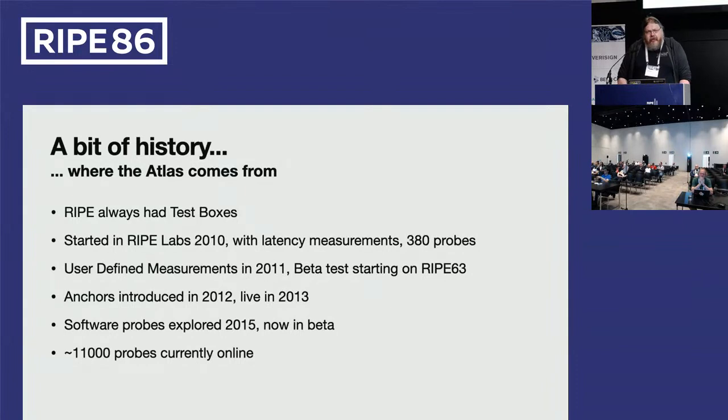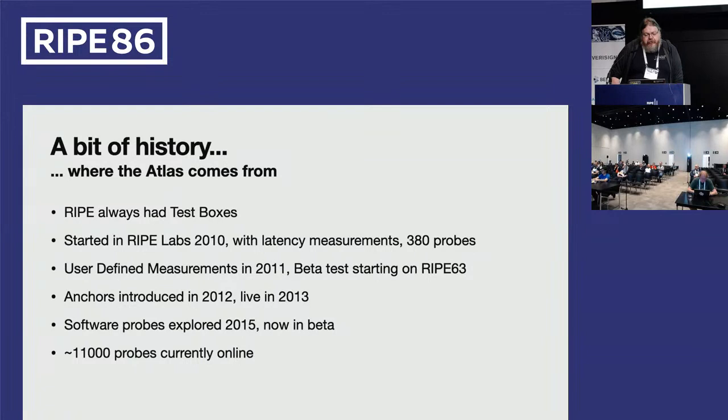In 2012, anchors were introduced. Anchors are bigger boxes. So you have those small RIPE Atlas probes. Who has an Atlas probe here? Okay, nearly all of you. The probes are those small devices, small embedded ARM something. And the anchors that were introduced in 2012 are bigger boxes, like bigger x86 with a bit of oomph, so you can do more measurements than with your small ARM processor.